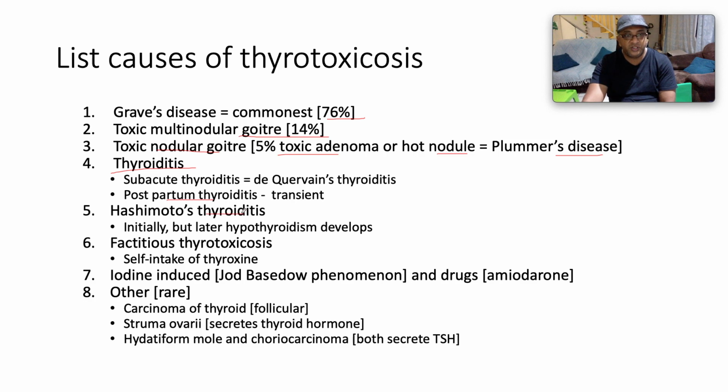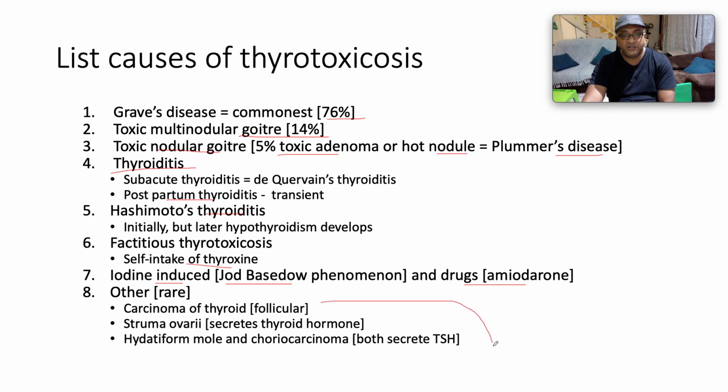Hashimoto's follows initially, but remember that it runs a biphasic course. So initially you have thyrotoxicosis, and then later on you have hypothyroidism. Factitious thyrotoxicosis in the way of patients with self-administered thyroxine. Then we have iodine-induced thyrotoxicosis called the Jod-Basedow phenomenon, and drugs like amiodarone.